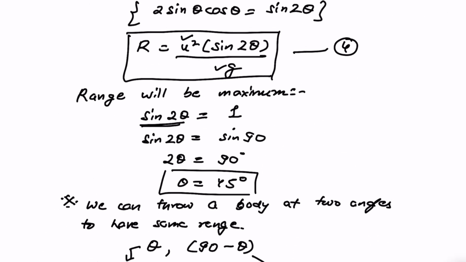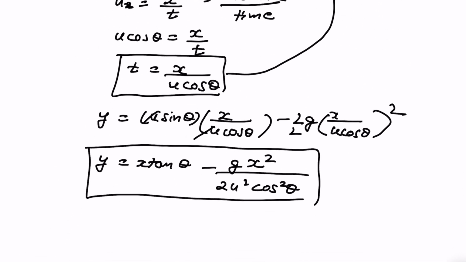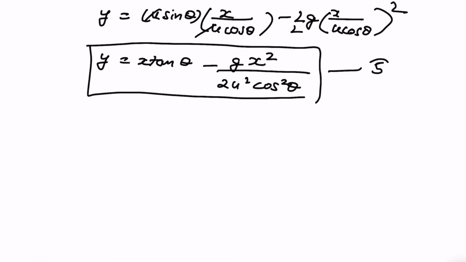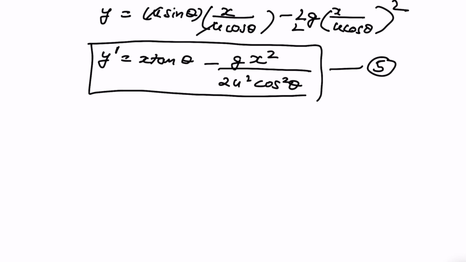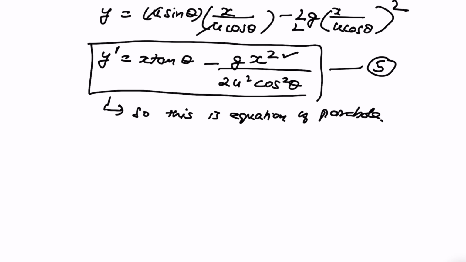Say we are representing this by equation number 5. Now if we see this equation, we are observing that the maximum degree of y is 1 and the degree of x is 2. Since this equation is of degree 2 in one variable and degree 1 in the other variable, this is the equation of a parabola. So it is proved that the path of the projectile is parabolic.